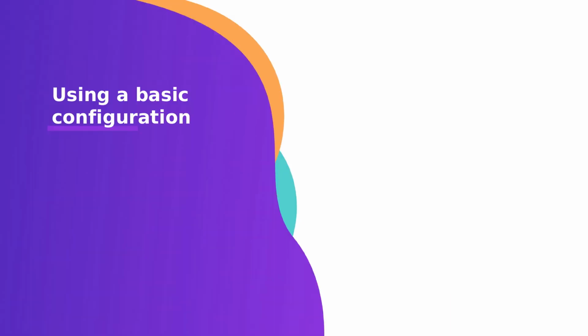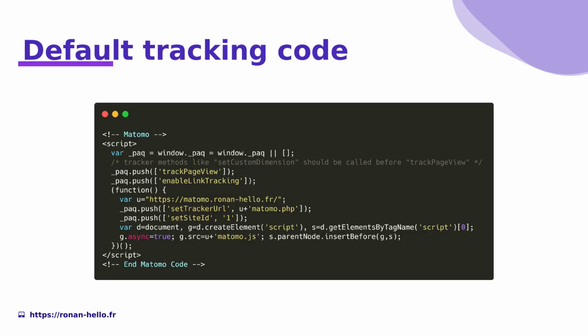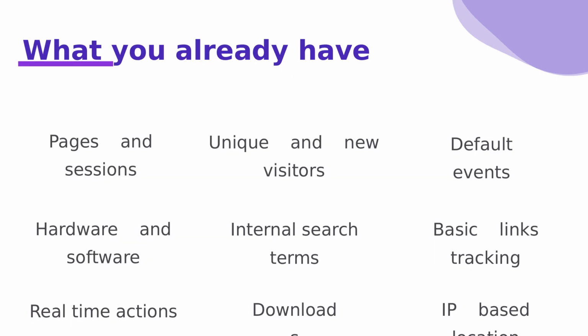So I imagine that you are in a basic Matomo configuration. So you already have deployed the default tracking code on every single page you want to track. And this default tracking code will provide you some data, such as pages and sessions, unique and new visitors, some default events, the hardware and software configuration visitors have to walk through your website. And sometimes if you have an internal search, the terms, basic link tracking, some real-time action downloads as default events, and IP-based location. So that's all the data, or a part of the data that Matomo already collects for you. And you need a bit more.